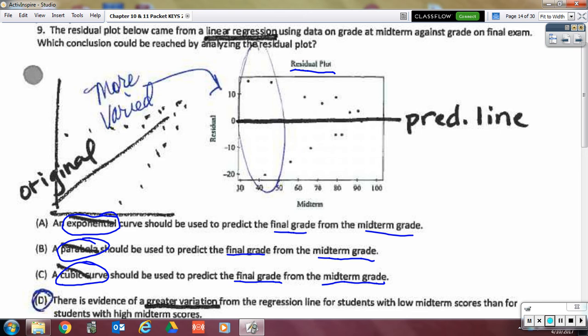For example, it could look like this. You could have that line in there, and then you got the points around it like that. But you could also have x and y, and then you could have your slope as a negative.